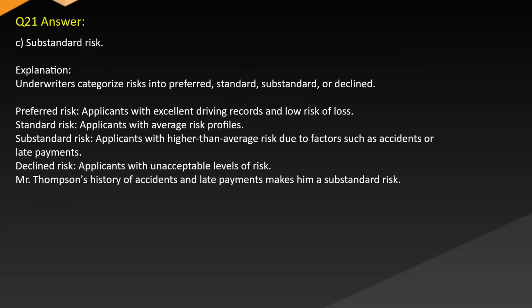Answer: C. Substandard risk. Explanation: underwriters categorize risks into preferred, standard, substandard, or declined. Preferred risk: applicants with excellent driving records and low risk of loss. Standard risk: applicants with average risk profiles. Substandard risk: applicants with higher than average risk due to factors such as accidents or late payments. Decline risk: applicants with unacceptable levels of risk. Mr. Thompson's history of accidents and payments makes him a substandard risk.